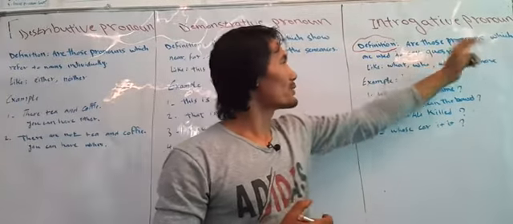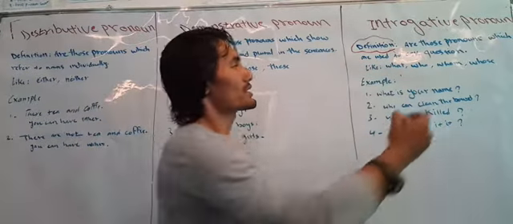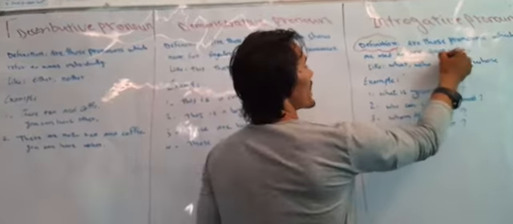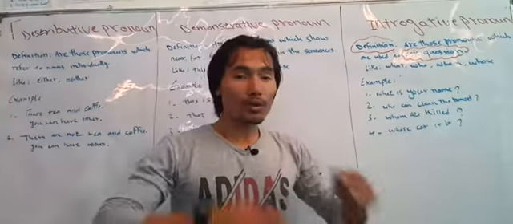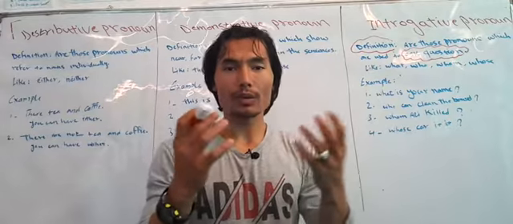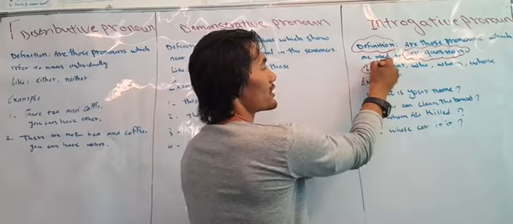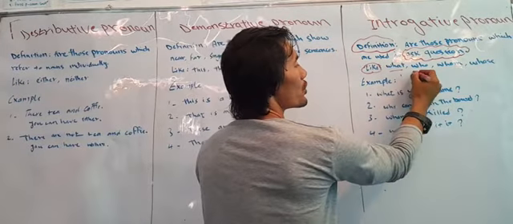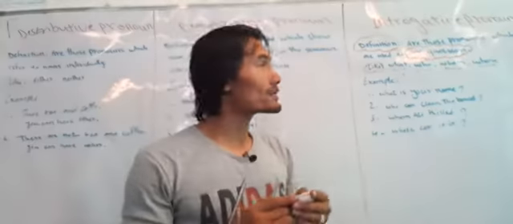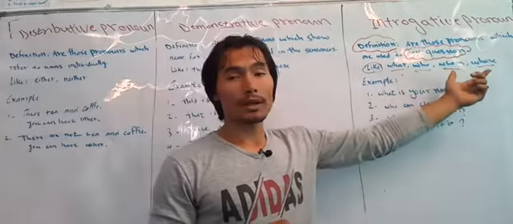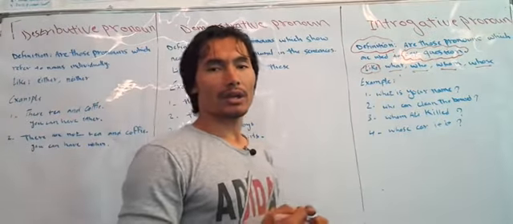Those pronouns which are used to ask a question, okay? Those pronouns that ask a question in a sentence are interrogative pronouns. Like, we can say what, who, whom, whose. These are interrogative pronouns. When we use these words to ask a question, that will be an interrogative pronoun.